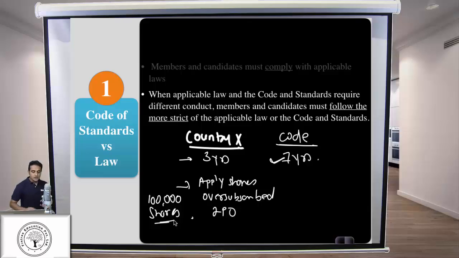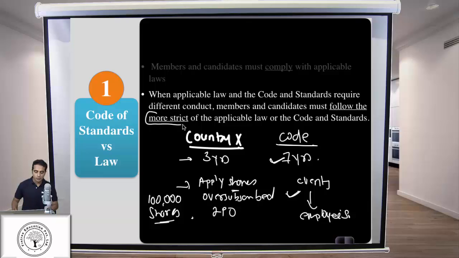Are you following this? Maybe country X says it is okay for the analyst to assign those shares to himself, but the code says no, you should first assign them to clients, and the last in the hierarchy would be your own employees. Again, which one of these is more strict? Code of standards. So then we'll follow the code of standards. However, if the law is more strict, then we will follow the law. We will find out which one is more strict, and then simply comply with the stricter one.